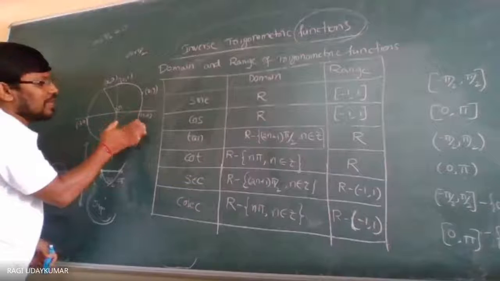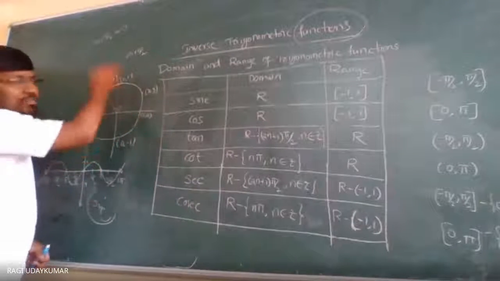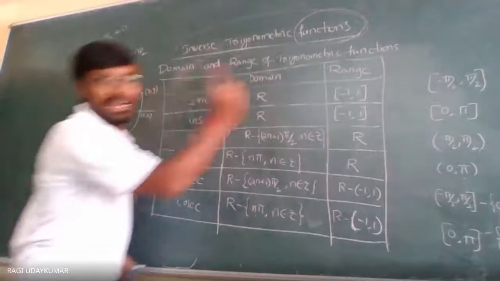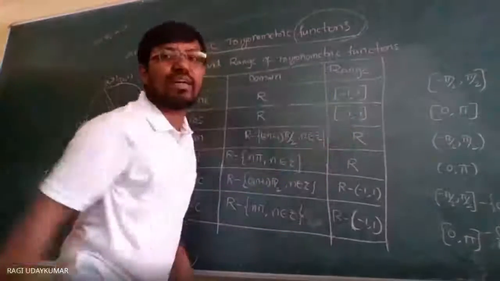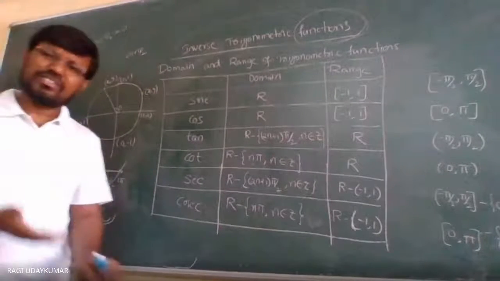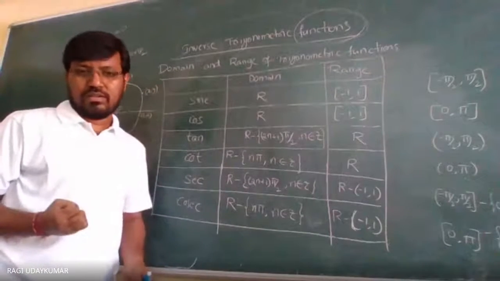So like this, when you see that the values are lying between minus 1 and 1 only for the sine and cos. That's why the range of these two functions is minus 1 to 1. This you have already learned in your basic level of the 11th class. Just I am recalling that concept.